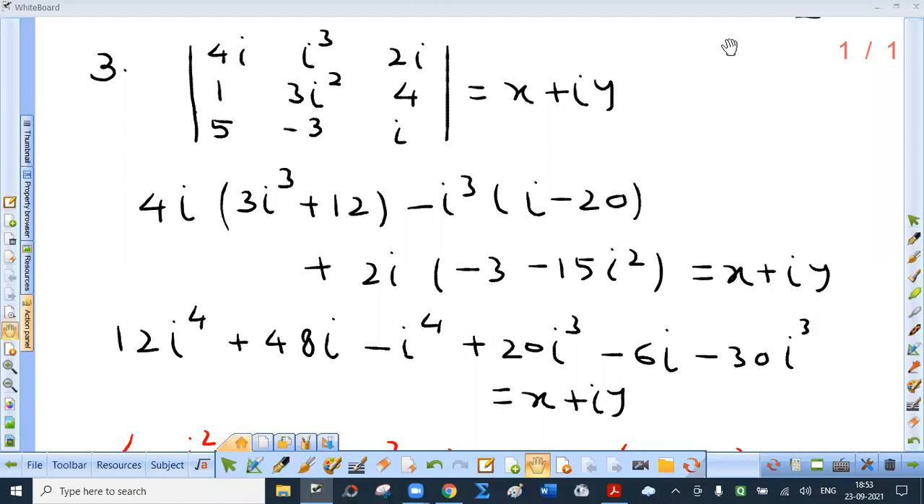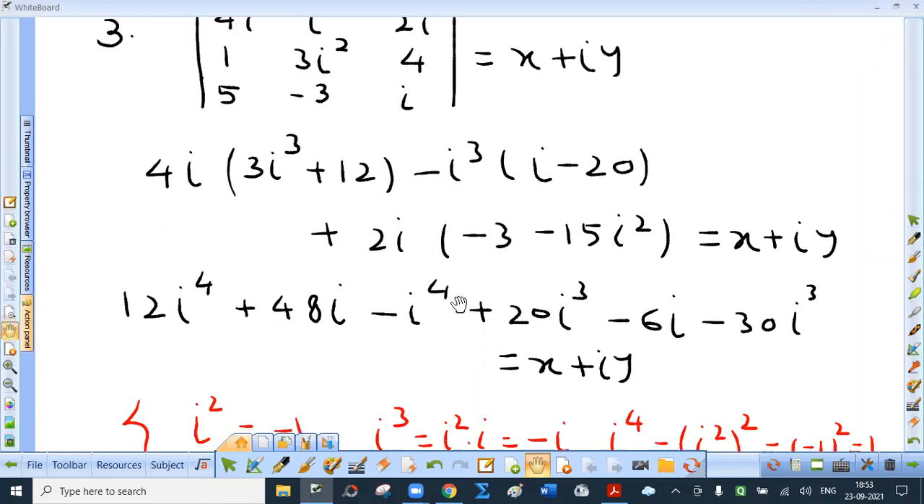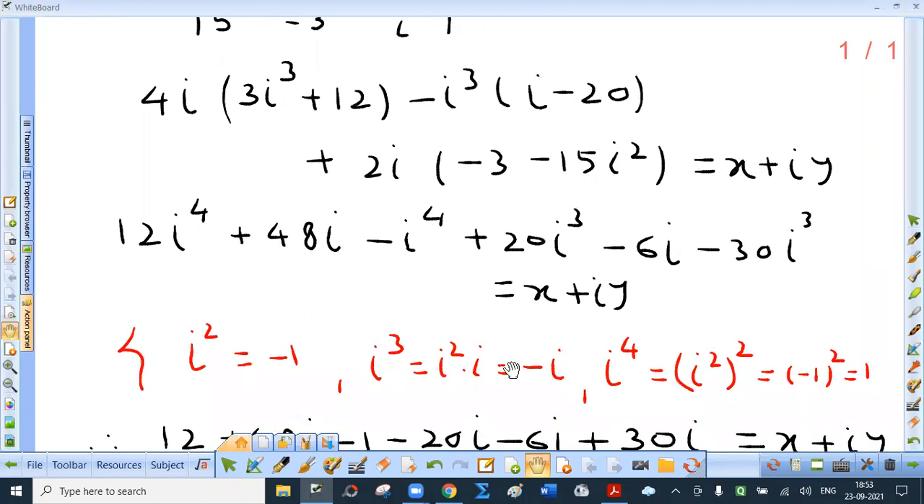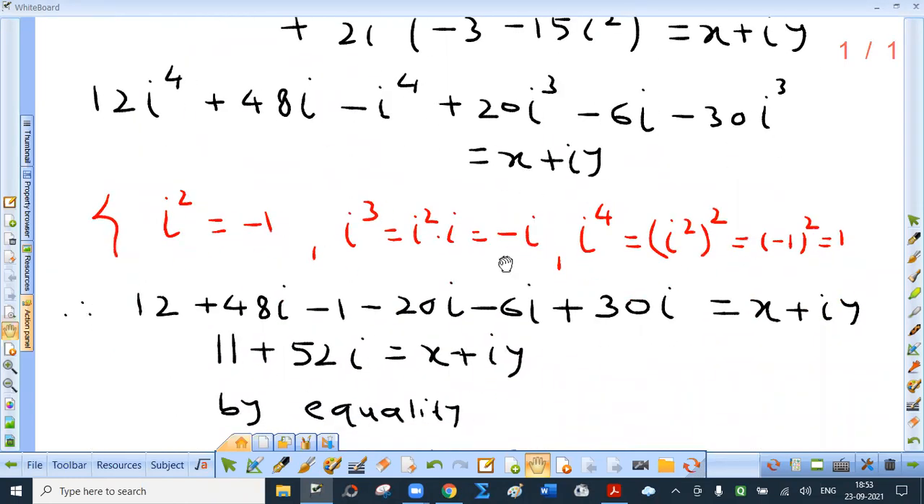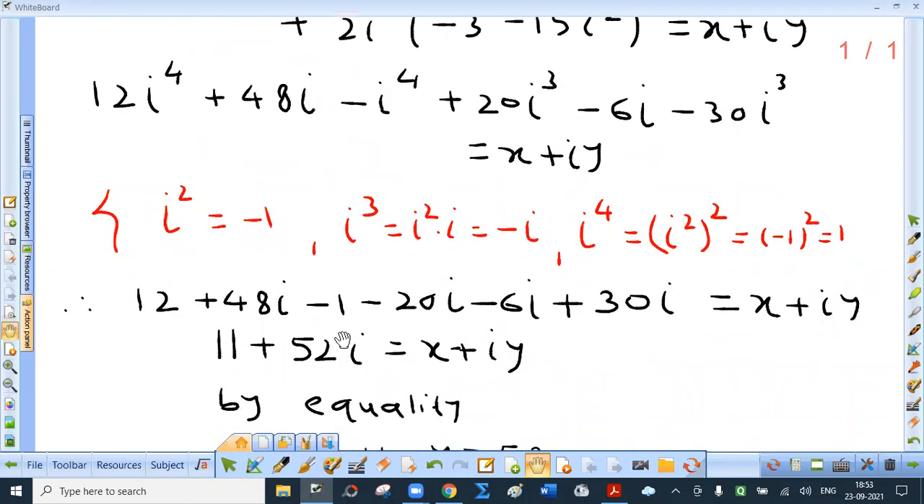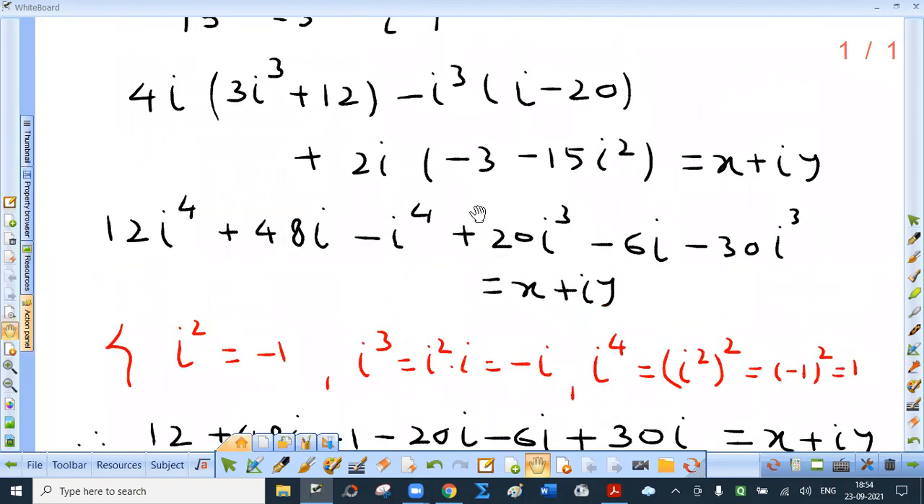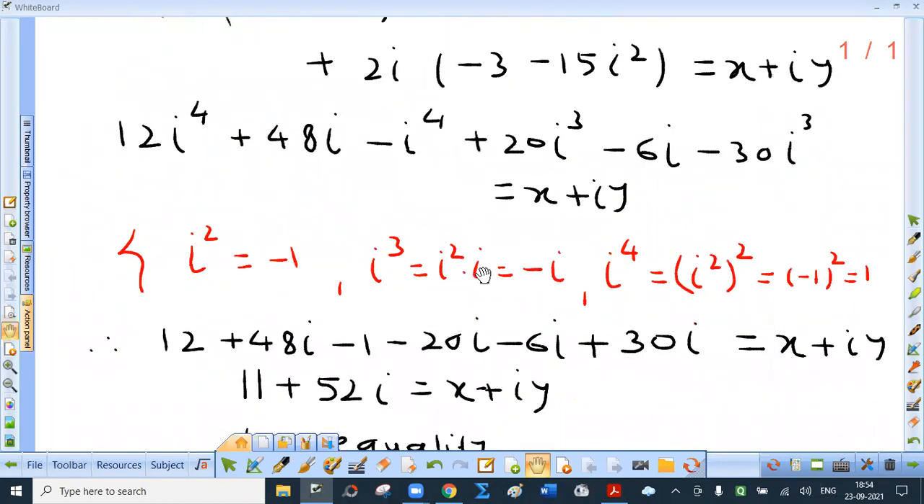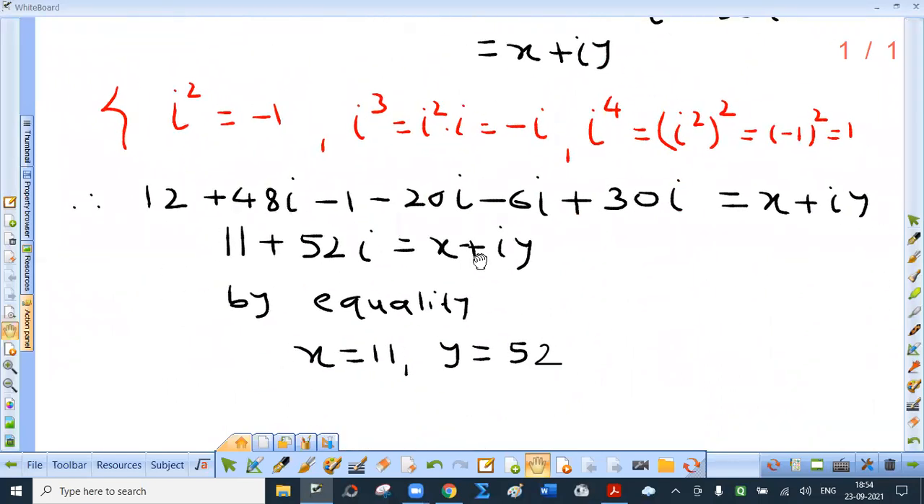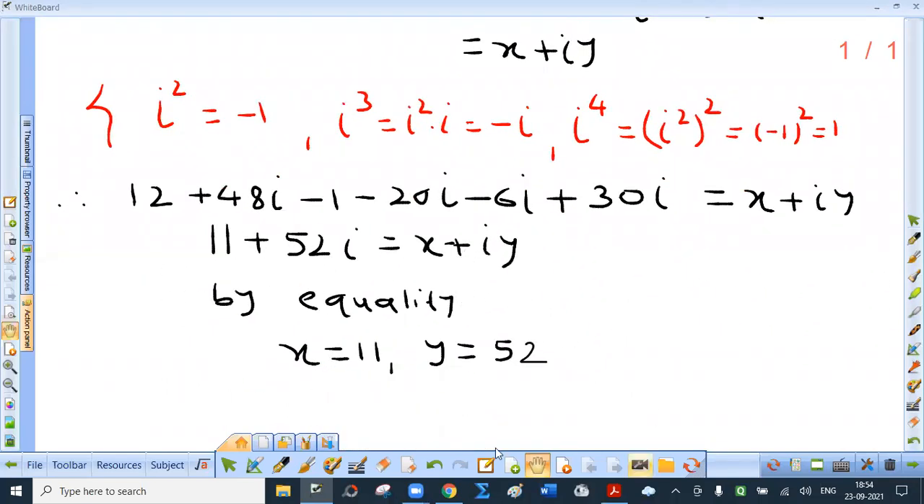Now third sum, find x and y if. Expand the determinant. Now i is root of minus 1. So i square is minus 1. i cube is minus i, i raised to 4 is plus 1. Now you will notice that on left hand side, you get 11 plus 52i. It is x plus iy. So by equality of complex numbers, I'll show you this part once again. This is the expansion. By equality of complex numbers, real part is real part, imaginary part is imaginary part. So x is 11, y is 52.